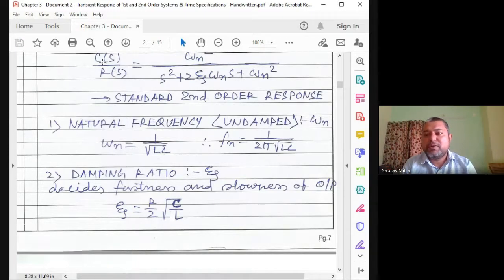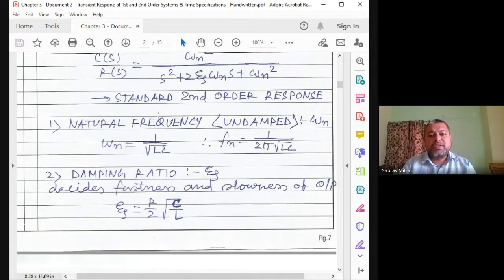In that case, C(t) will be called the step response. Here we find another type of frequency, not the natural frequency. That frequency will be less than the natural frequency. We call it omega d, and that is called the damped response. Omega d is equal to omega n root under of 1 minus zeta square. So these are two different types of frequencies we find in a second order system.